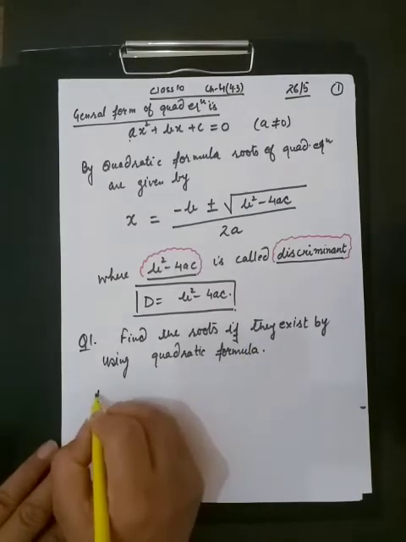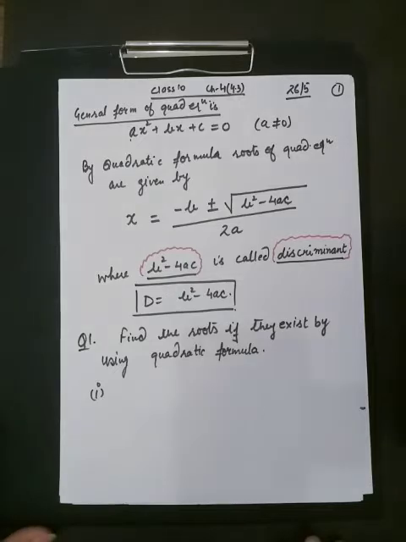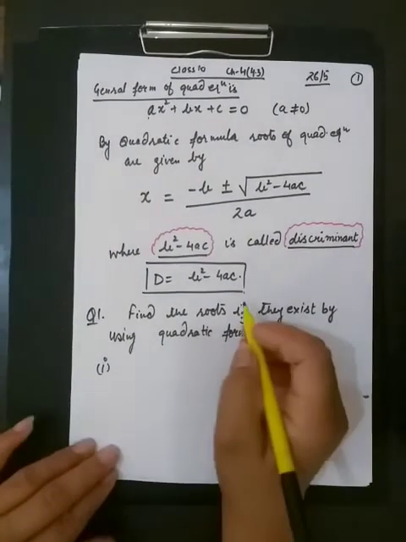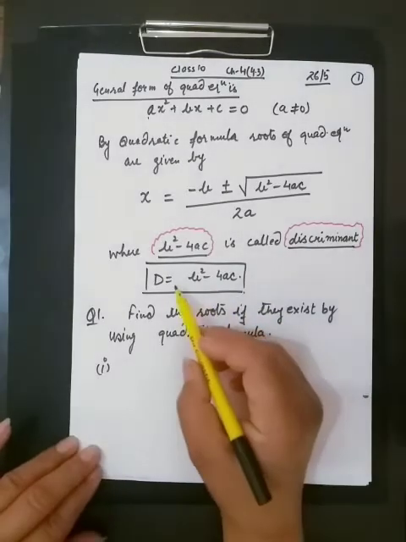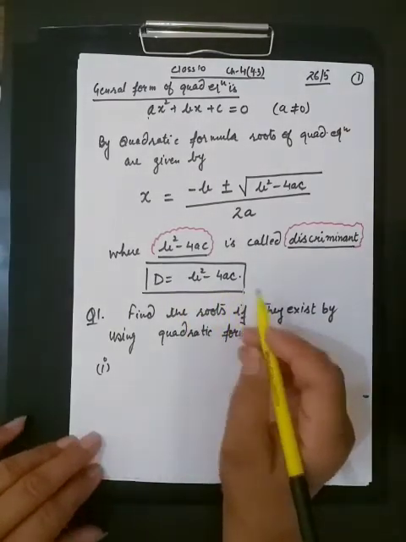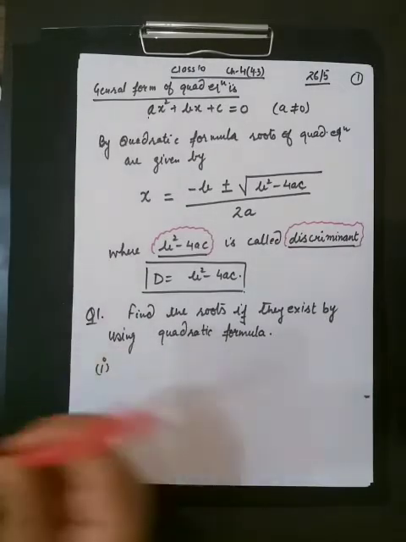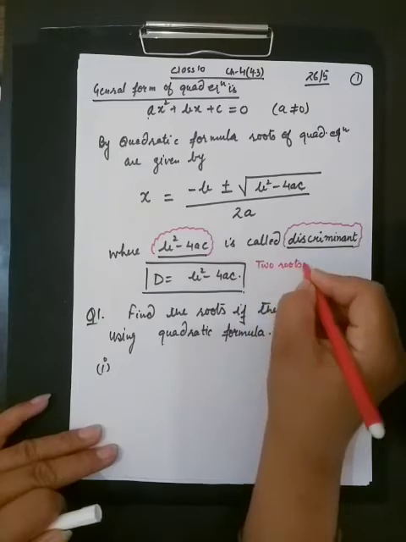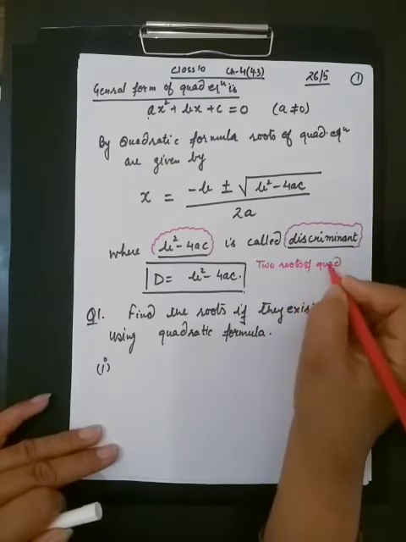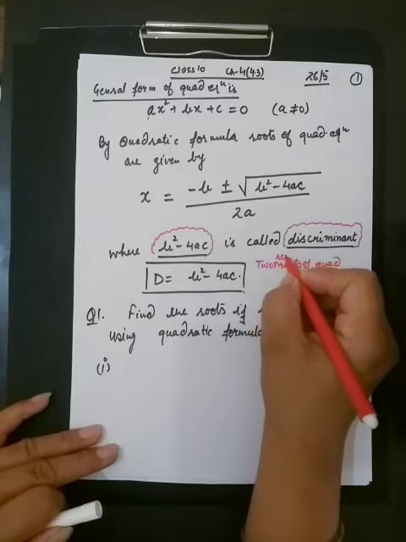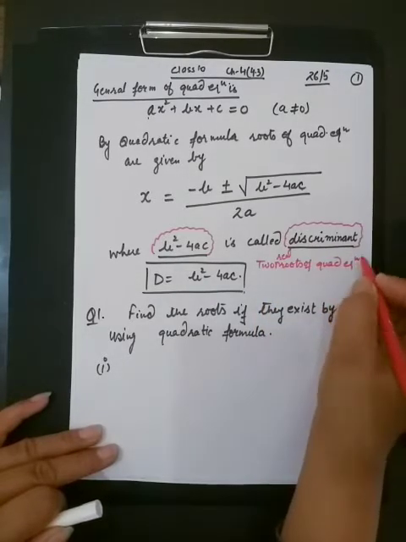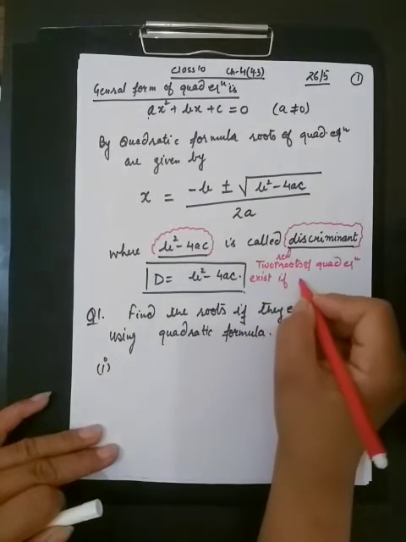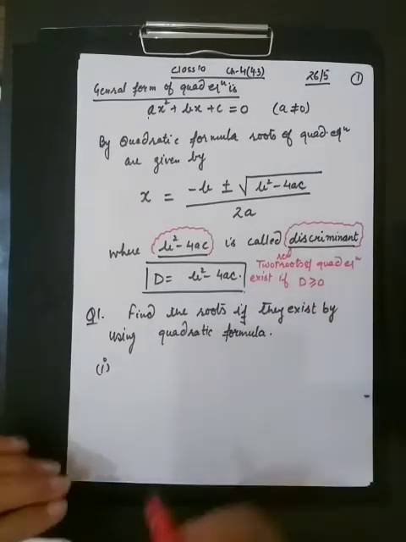So what we have to do? It means first of all we have to check whether the roots exist or not. Students, roots of a quadratic equation exist if the discriminant is greater than or equal to 0. Here you can write, two real roots of a quadratic equation exist if D is greater than or equal to 0.